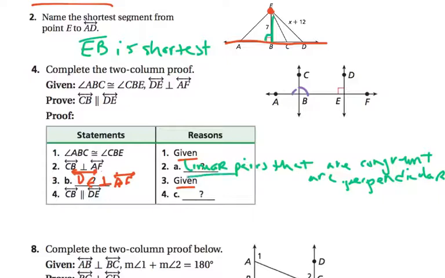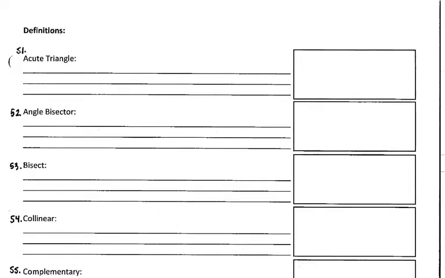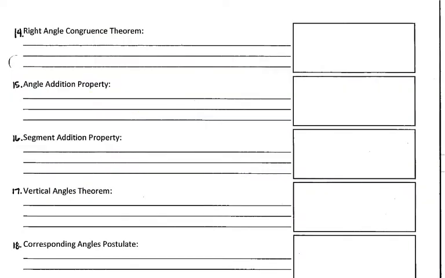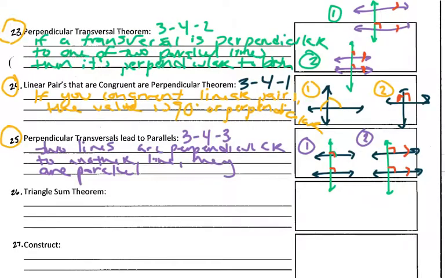Potentially you can just be talking about linear pairs, but I just want to make sure that we know that it was from that specific theorem. Then we're given that DE and AF are perpendicular, and so because we've just said that these are perpendicular, and we've also said that these are perpendicular, we can now say that they are parallel, those two lines are parallel, by that other theorem, which is perpendicular transversals lead to parallels in purple here.